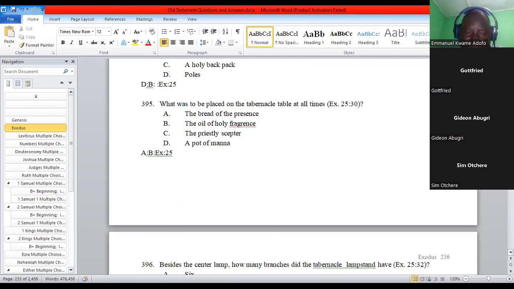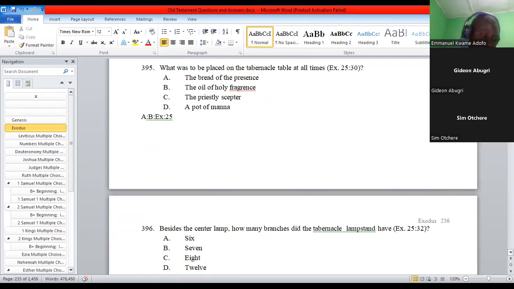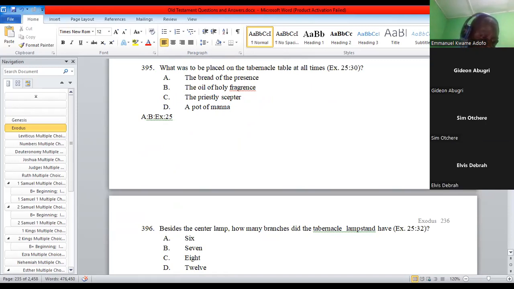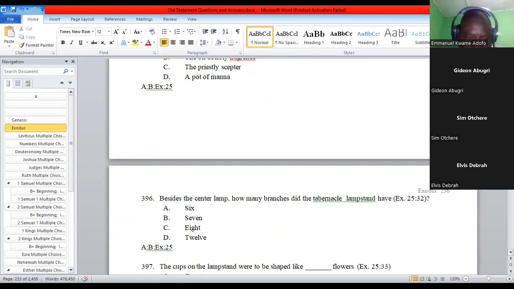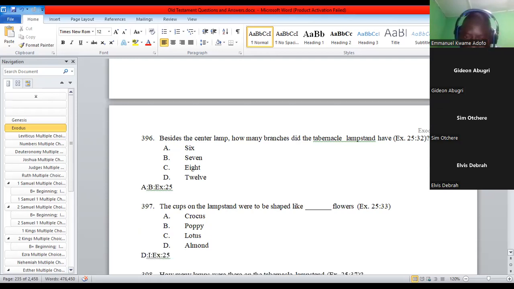Beside the center lamp, how many branches did the tabernacle lampstand have? According to the verse, how many? Six. It was six branches. Okay, six branches. The cups on the lampstand were to be shaped like what type of flower? Almond flowers. Almond flowers.